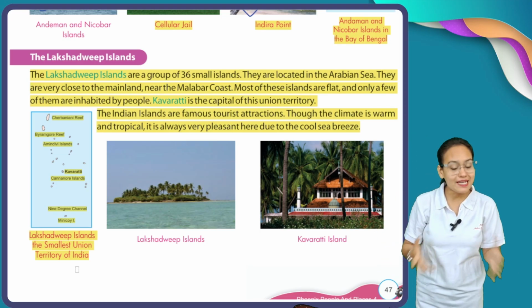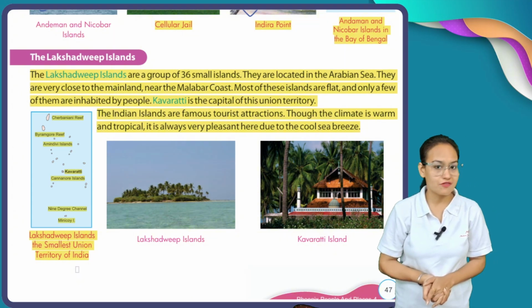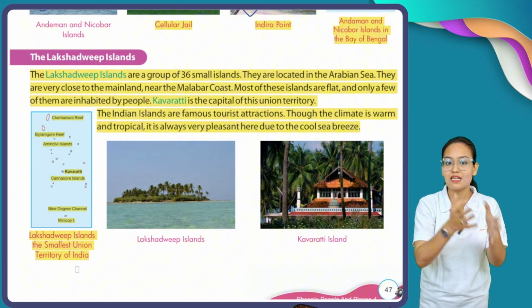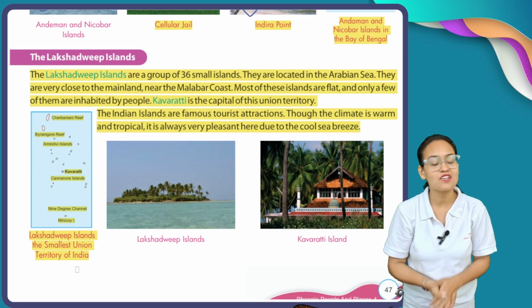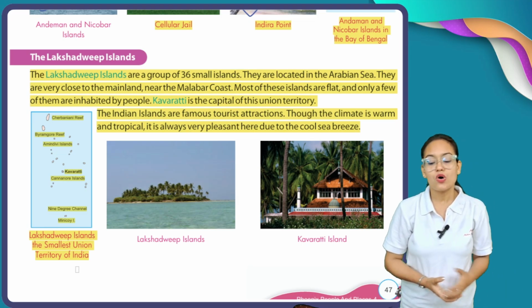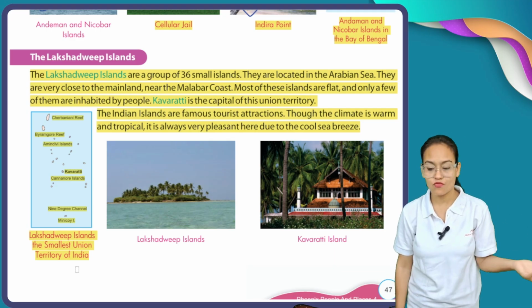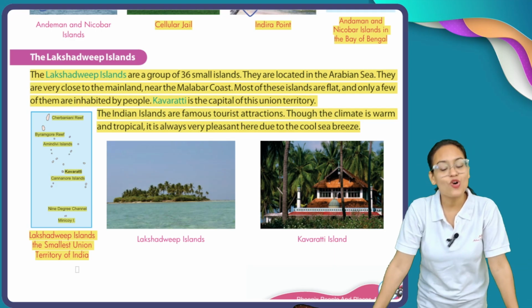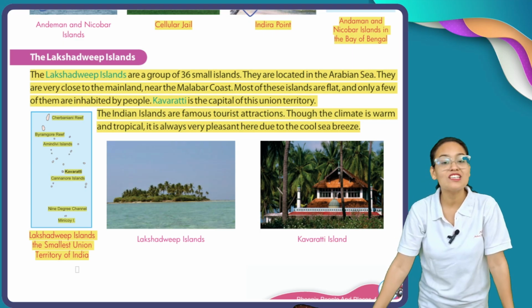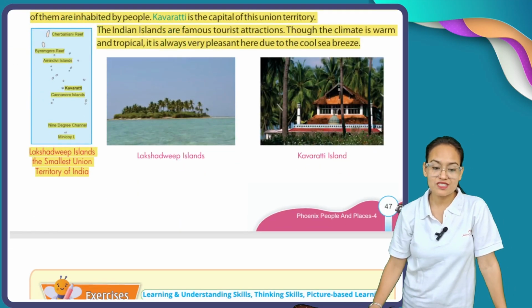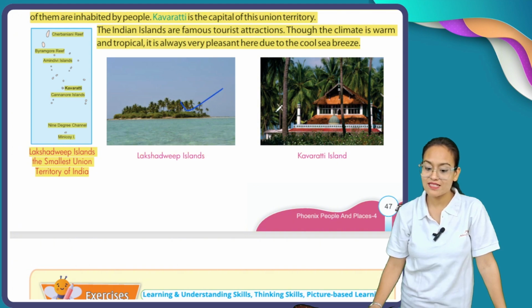So, our Indian islands are a famous tourist attraction. Both our islands, Andaman and Nicobar Island and Lakshadweep, act as a famous tourist attraction. Though the climate of our islands is warm and tropical, it is always very pleasant here due to cool sea breezes. Okay, so this is our Lakshadweep Island, and this is the capital city of Lakshadweep Island.